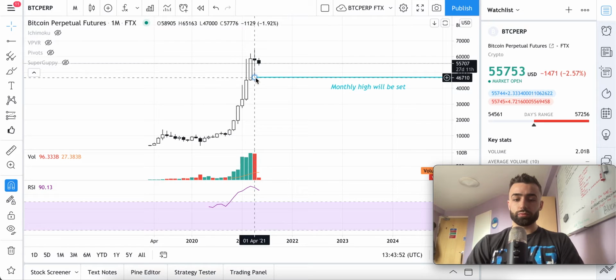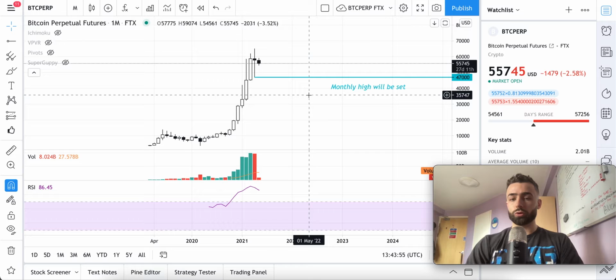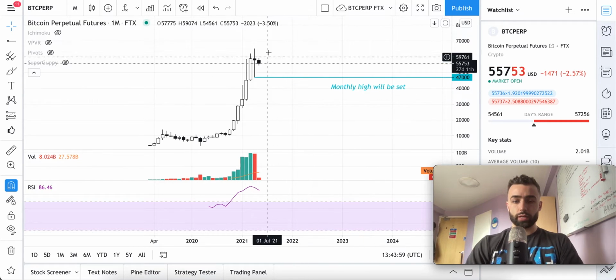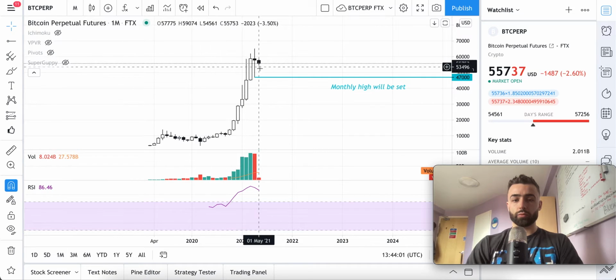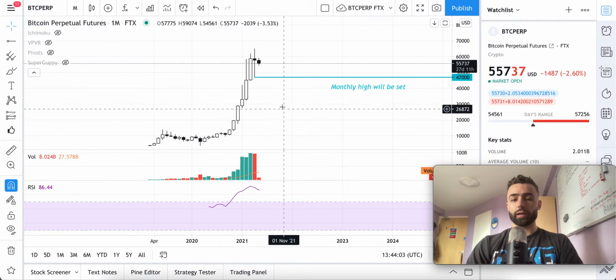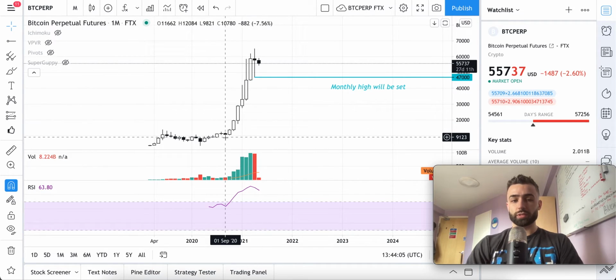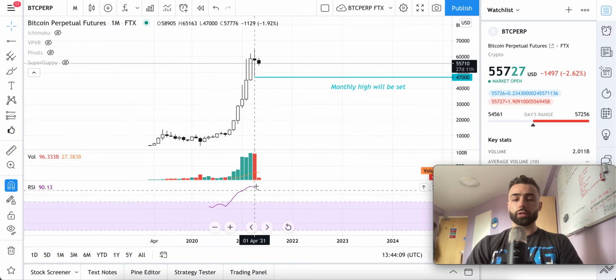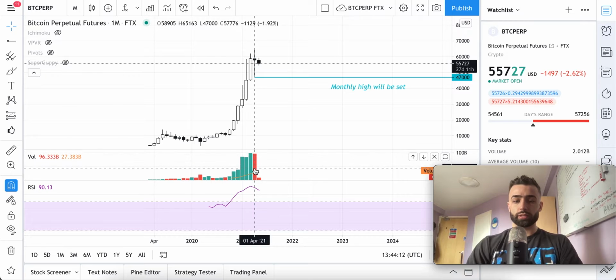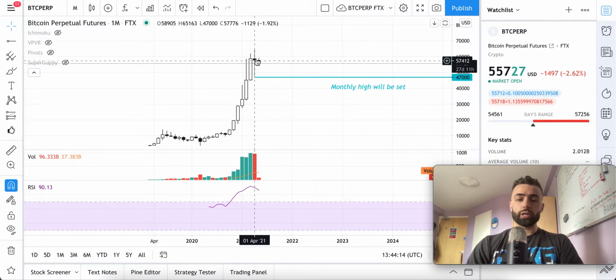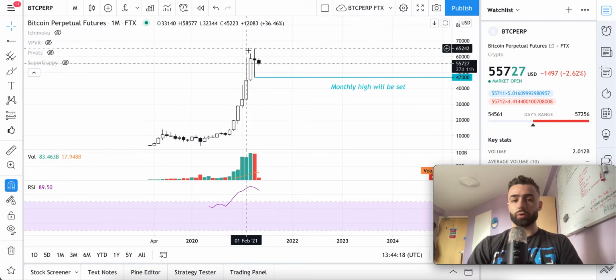So if we break the previous April's low here at 47K, where I have this blue line drawn, our monthly high will be set. Then we'll look to come down and form a higher low somewhere above the September low here at 98.21. You can see that last month we had an increase in bear volume, which is not good for bullish continuation, but it does not necessarily mean that we can't break this high.